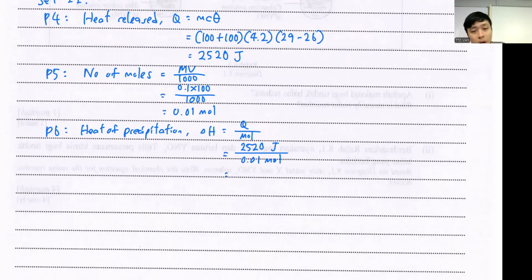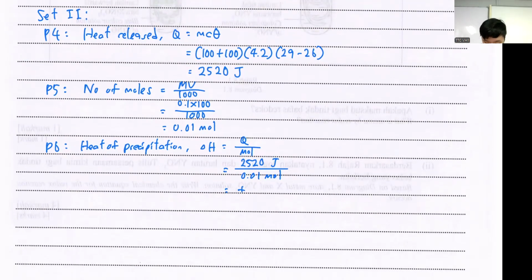And this one is endothermic. Set 2 is endothermic, so the sign is positive: positive 252,000 joule per mole. And then the final answer is positive 252 kilojoule per mole. Yeah, 6 marks.